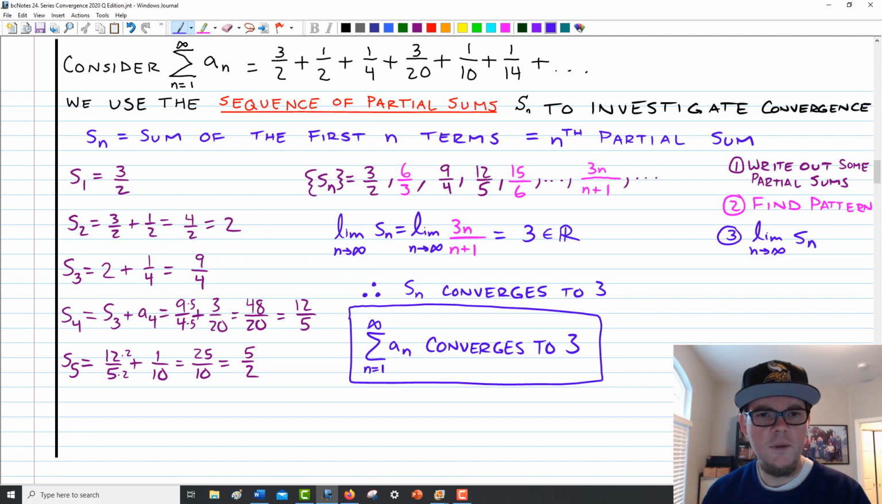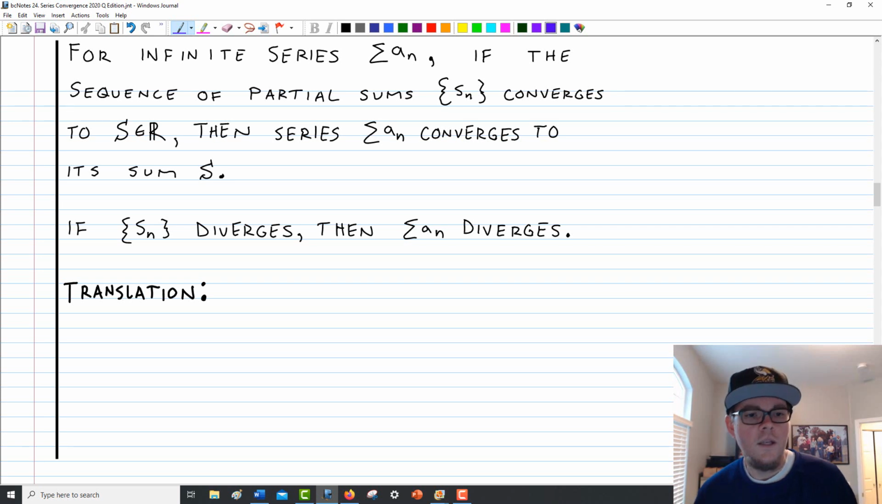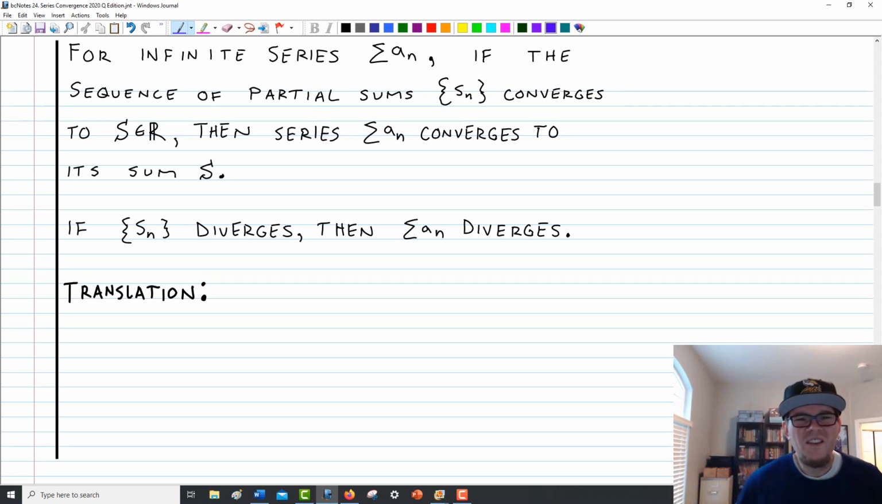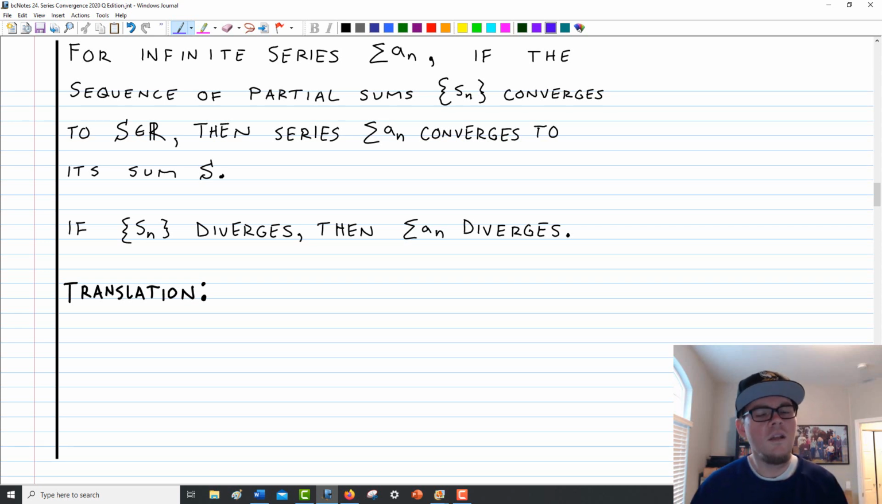Instead, let me formalize this connection that we're seeing, because what we're using is a sequence of partial sums to determine whether or not a series converges. So whether or not a sum of a bunch of terms actually goes somewhere. So in here, this is sort of a theorem. It's not really, I guess, a theorem. It's just kind of an observation, but it illustrates what we've just been saying and what we've been doing.